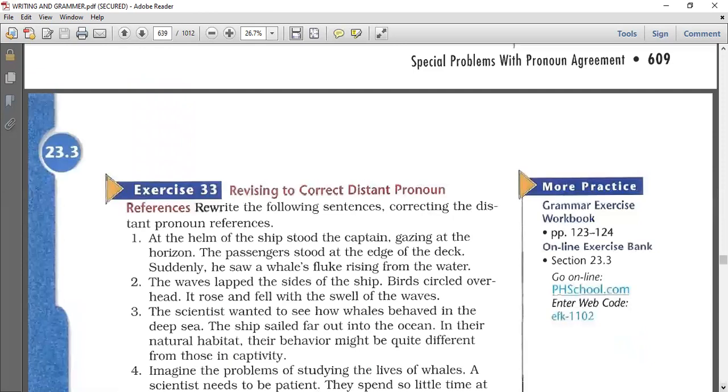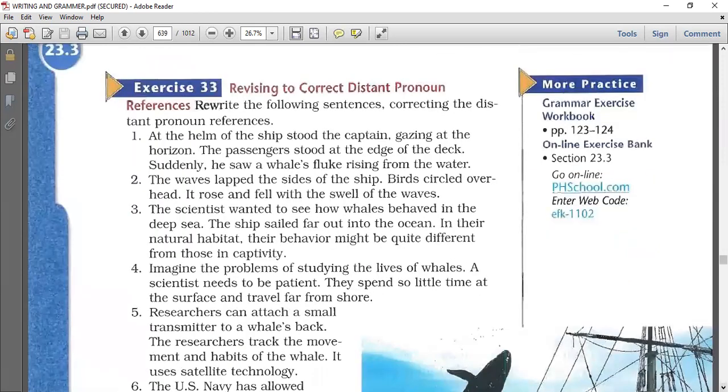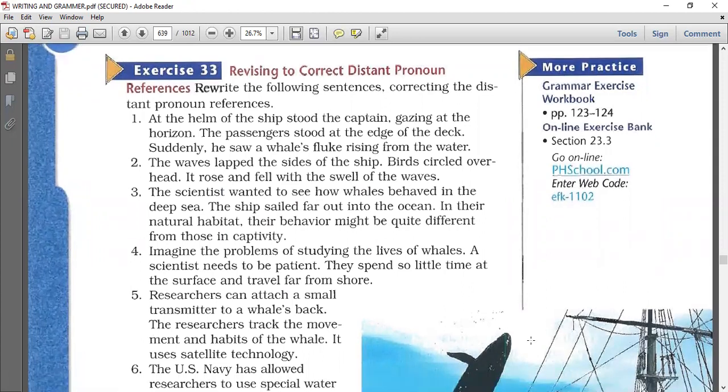Exercise 33, revising to correct distant pronouns. We will do number 1 only. Rewrite the following sentences, correcting the distant pronoun references. Number 1. At the helm of the ship stood the captain, gazing at the horizon. The passengers stood at the edge of the deck. Suddenly, he saw a whale's fluke rising from the water.